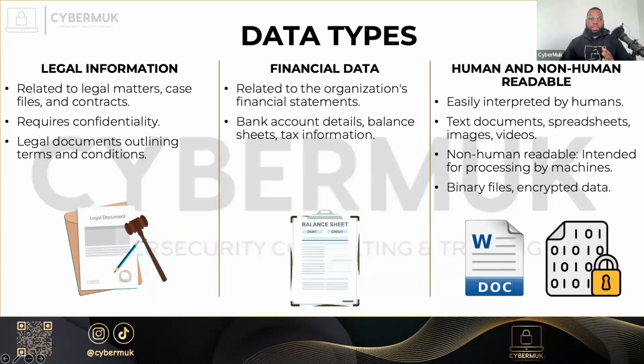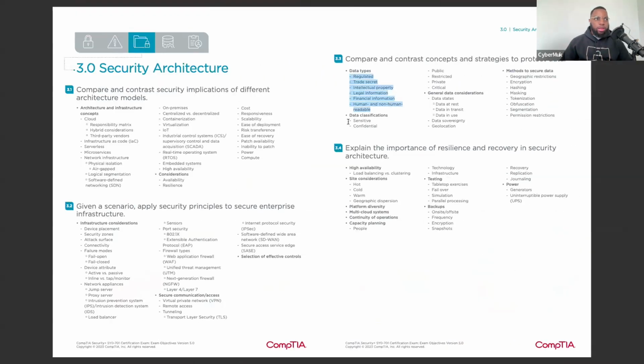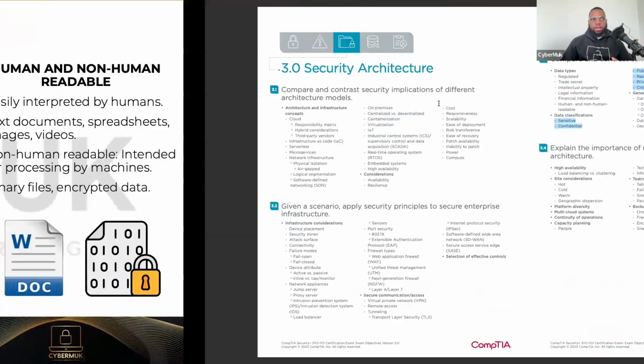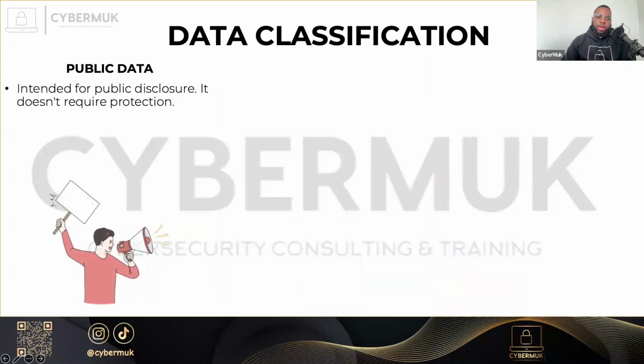Now, these are some different types of data. So we covered the different types of data. Now let's classify the data. To classify data, you can have public data. Well, this public data is data intended for public disclosure. It doesn't require protection. It doesn't pose any risk to the organization.